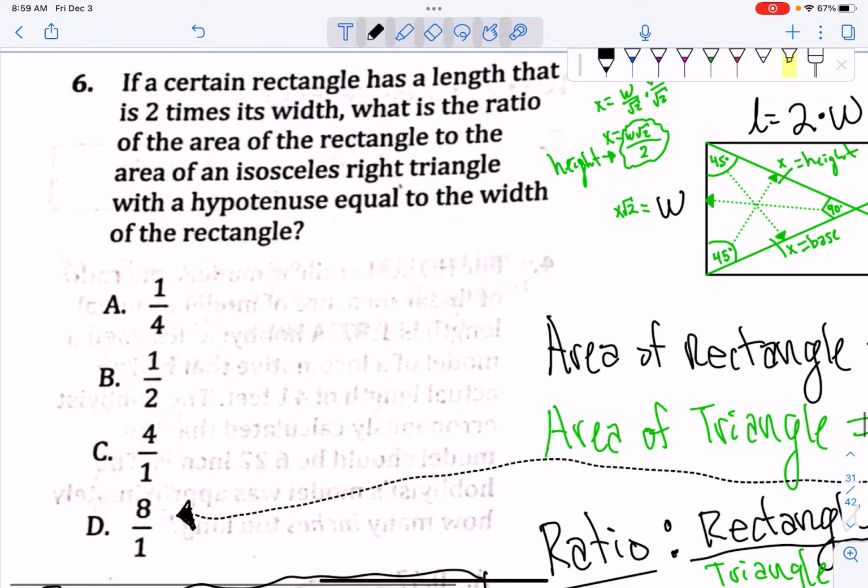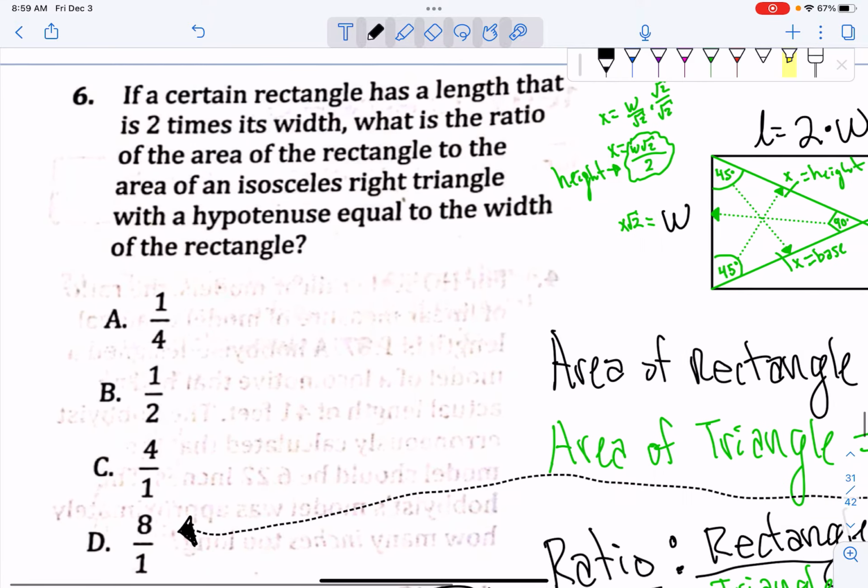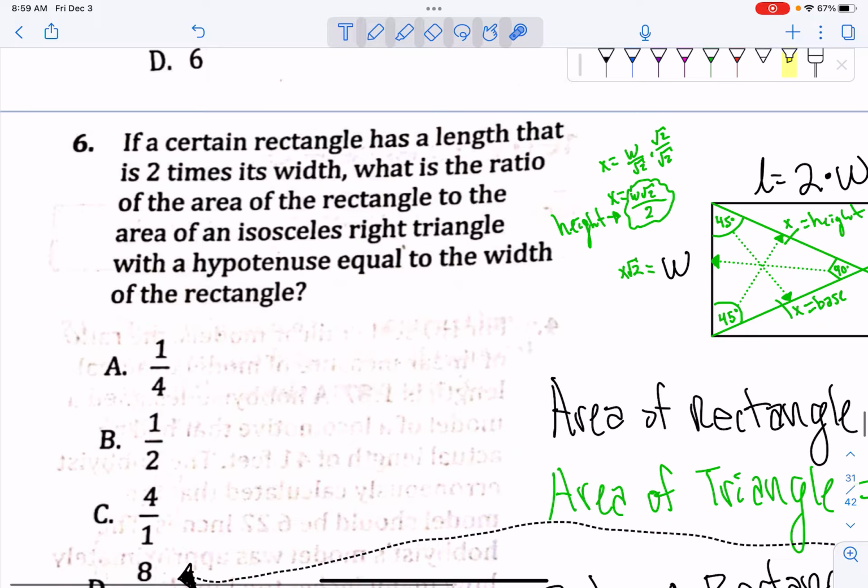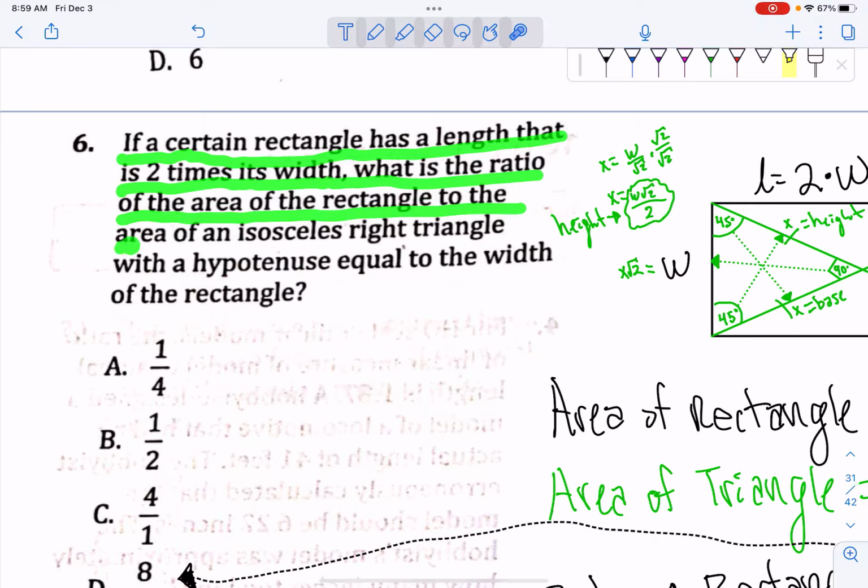All right, guys, so this section is really complicated, but I just don't know how better to explain it. If a certain rectangle has a length that is 2 times its width, what is the ratio of the area of the rectangle to the area of an isosceles right triangle with the hypotenuse equal to the width of the rectangle? Key words: 2 times width, width times 2. Ratio is what we're looking for ultimately.